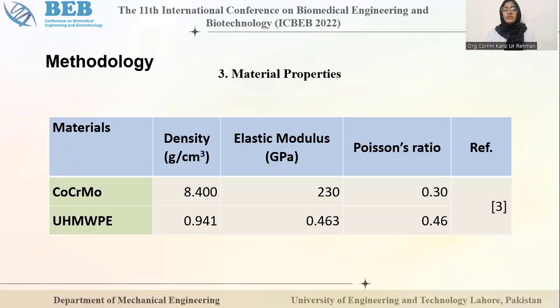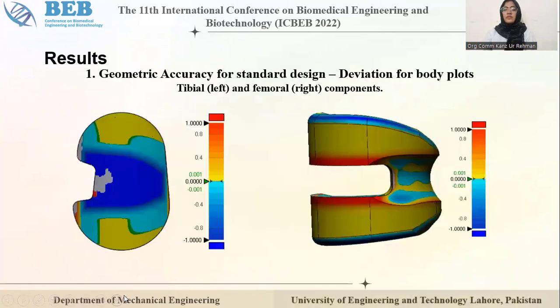The materials that we used were the cobalt chromium molybdenum alloy for the femoral component and the ultra high molecular weight polyethylene plastic for the tibial insert. All of these properties are from the standard materials that are typically used for a total knee replacement design that we took as a source. So these are the results finally.